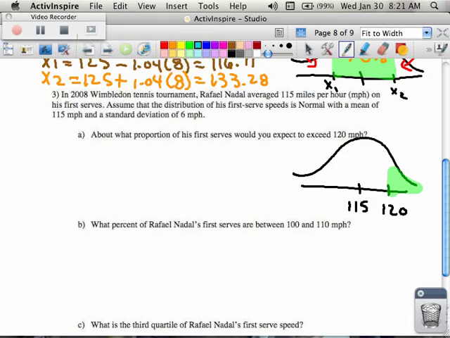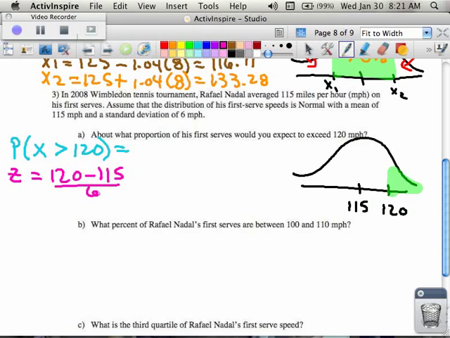When I find this information, I need to know what's going on with my probability. This is the actual question, that my actual score is going to exceed 120. That's my goal. That's what I'm looking for. So I need to find my Z. So I look for my Z score for that value, and I take 120, which is the actual score, minus my mean, which is 115, divide that by 6, which is my standard deviation, and I get a Z score of 0.83 repeating.